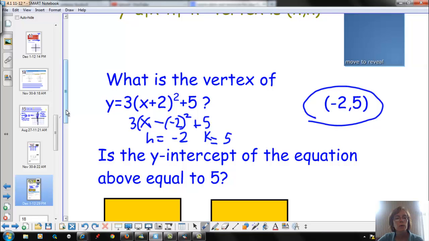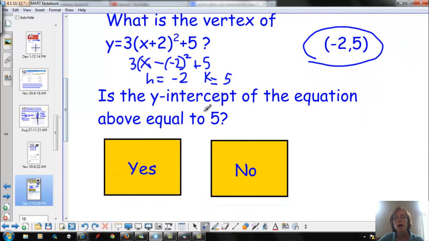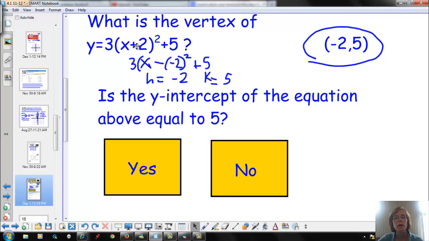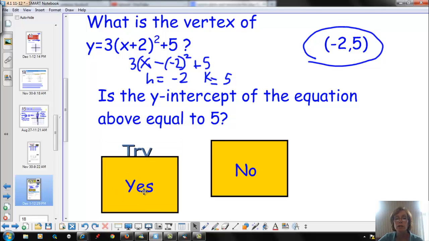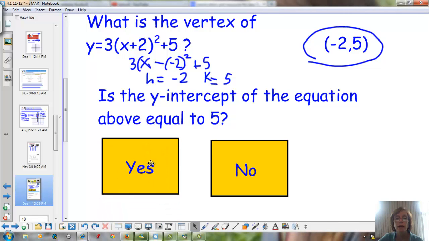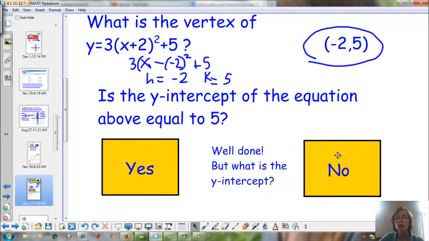Alright, and what about the y-intercept? Is the y-intercept of this equation equal to 5? So here's our equation. And we're wondering, is the y-intercept equal to 5? Well, in standard form, it's just that number that's hanging out at the end. But so let's say, what is it? Yes? No? Try again. The answer is no. But what is the y-intercept?